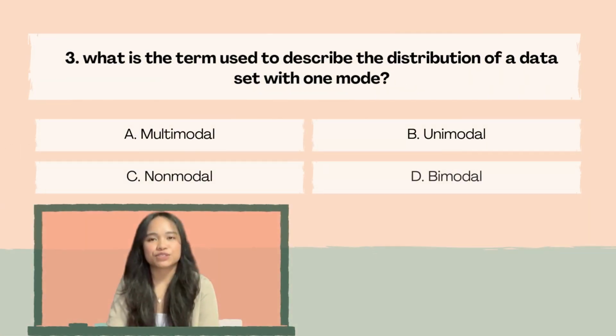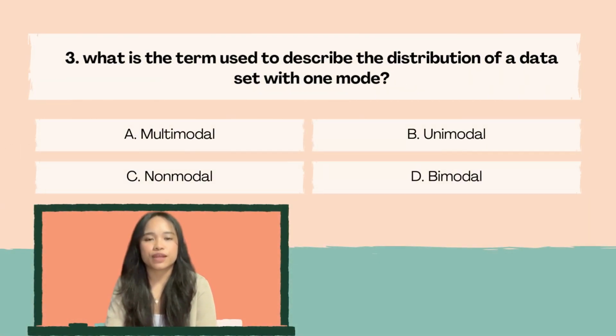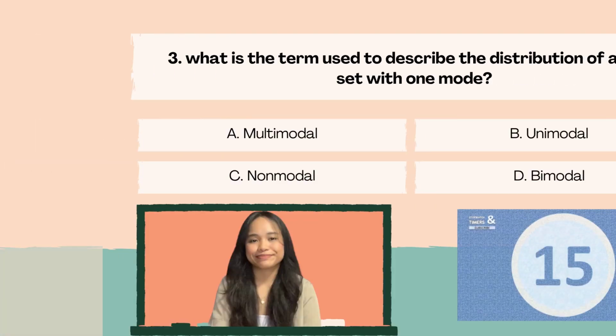For the third question, what is the term used to describe the distribution of a data set with one mode? A. Multimodal, B. Unimodal, C. Non-modal, and D. Bimodal. You have 15 seconds to answer.